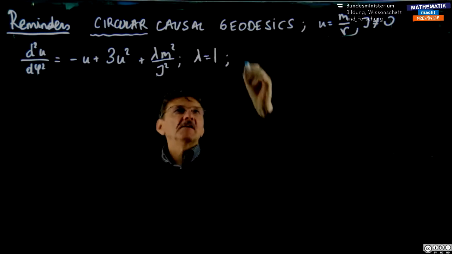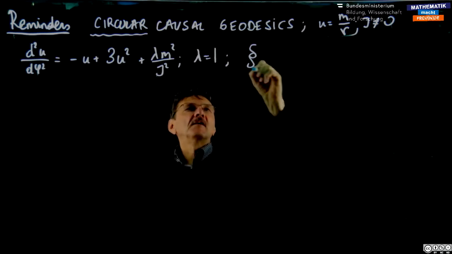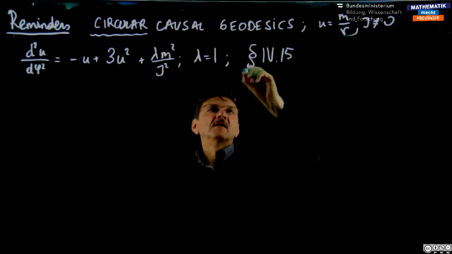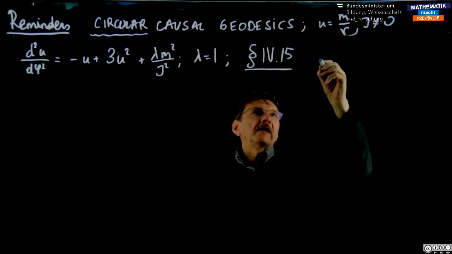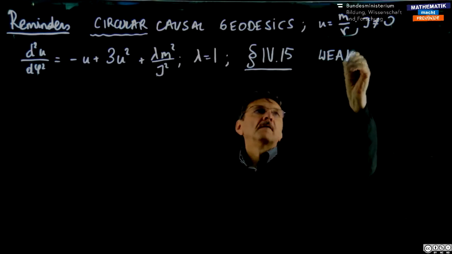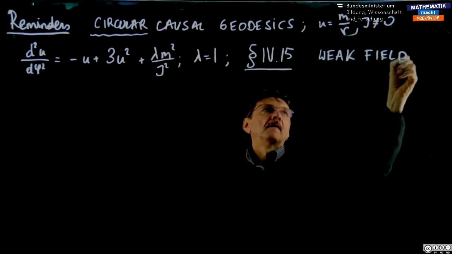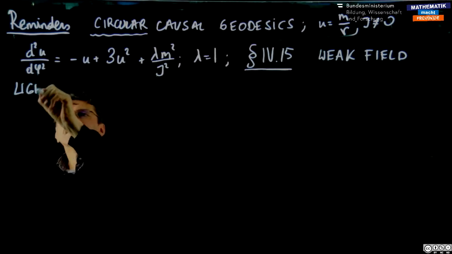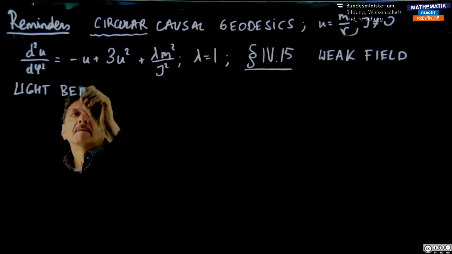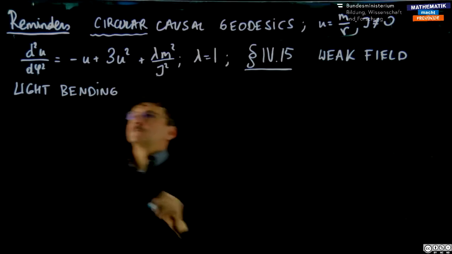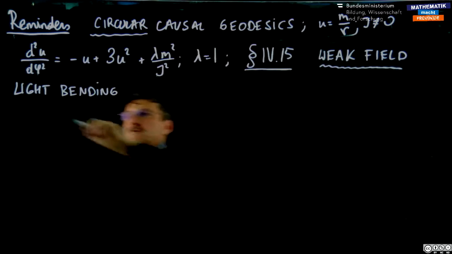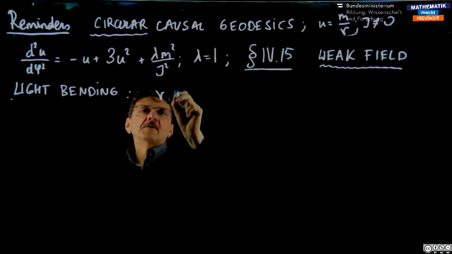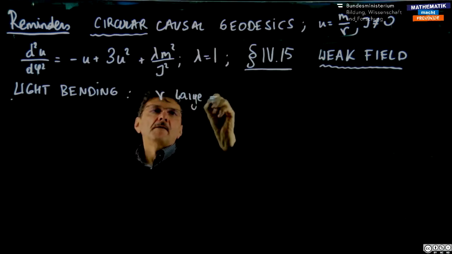So Eva, I need a number here. New section. If I have it correctly, it should be 4.15. 4.15, okay. And the name is weak field light bending. So weak field, which means that R is large. So U is small.